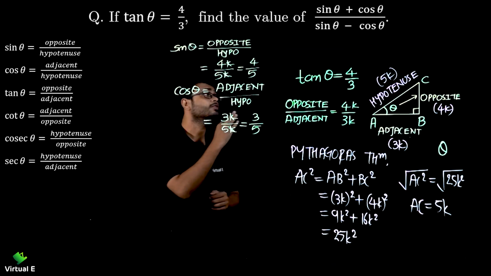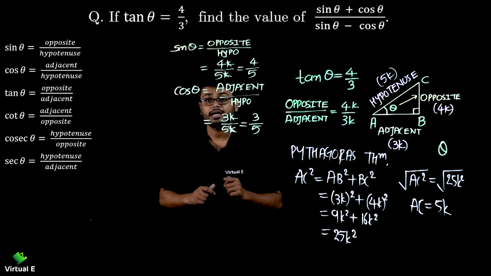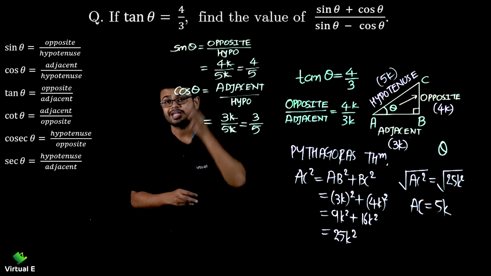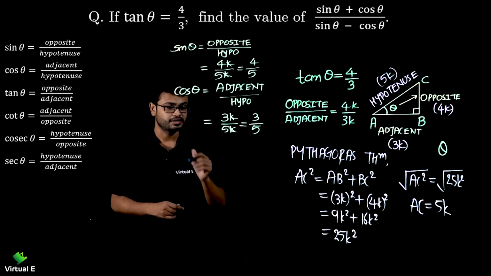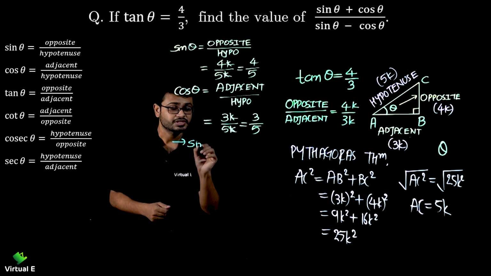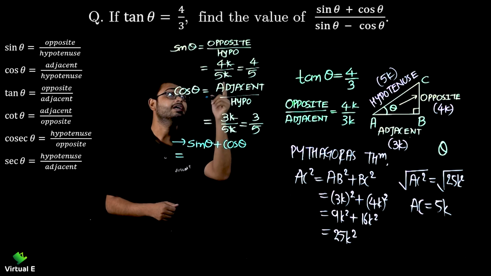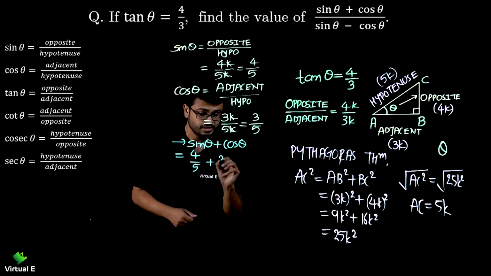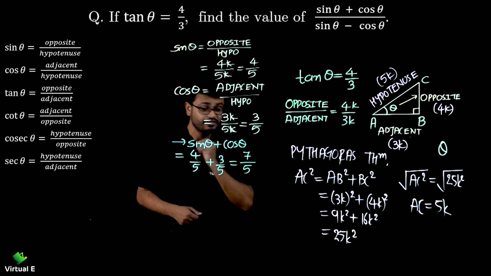Now we need to simplify the expression with sine theta and cos theta. If you want to do the calculation beforehand, you can go ahead and calculate the numerator separately and the denominator separately. That will also work out, and it will be easier. So let's do that. First of all, the addition: sine theta plus cos theta is equal to 4/5 plus 3/5. If we add, we get 7/5.